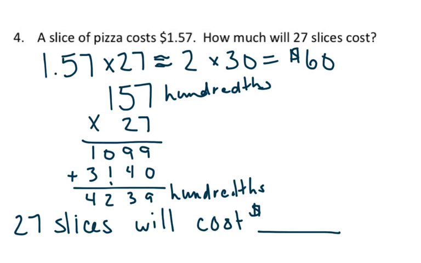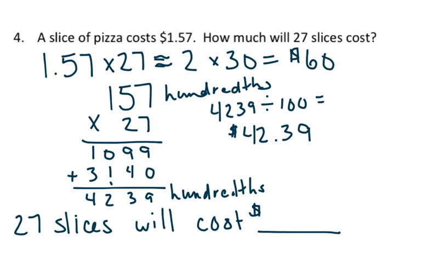So it gives me a product of 4,239 hundredths, and if I'm writing that in standard form, I'd be dividing it by 100, and it would be 42 decimal point 39, and we're talking about money here, so it would be $42.39. Make sure to put your answer in your answer line, and I always like to just box it out in red so it's clear what my answer is going to be.